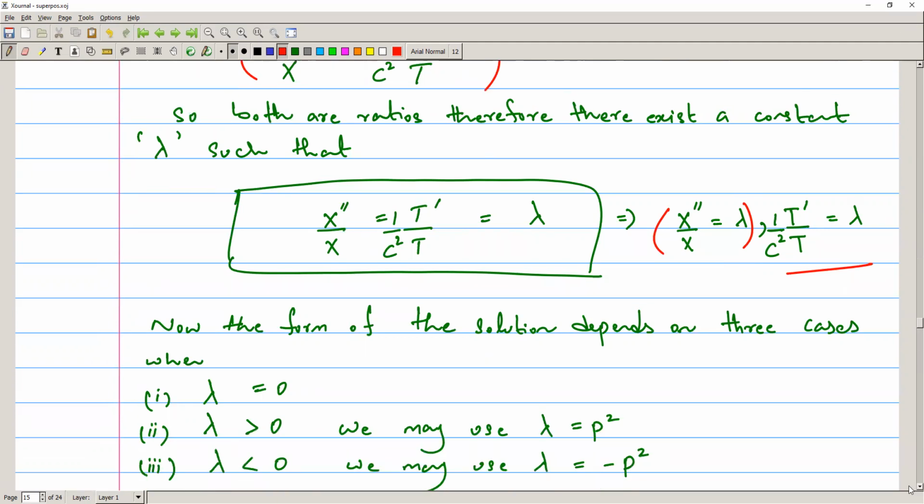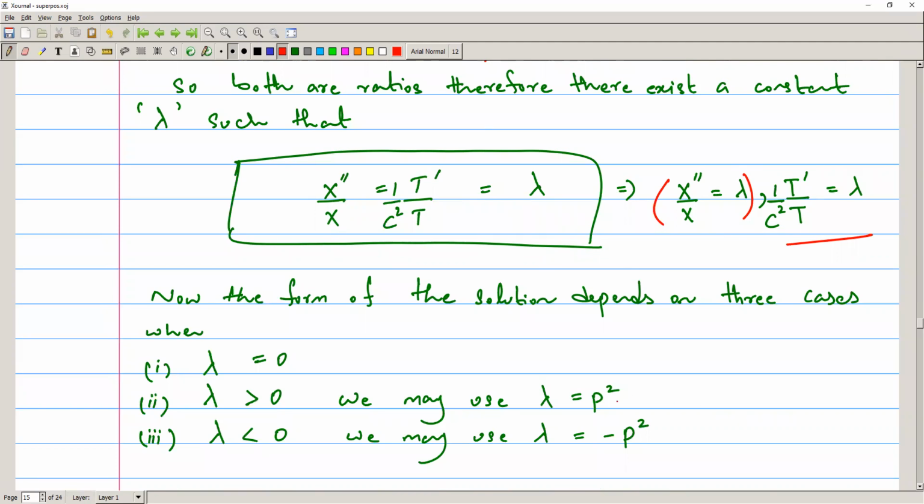Now the form of the solution depends on three cases, right? So lambda may be 0, or lambda may be positive, or lambda may be negative. So these are the three cases for lambda, right? We'll consider all three cases because initially we don't know whether lambda is 0, positive, or negative, right? So we'll consider all three cases, and then we will use the principle of superposition to find the general solution, right?